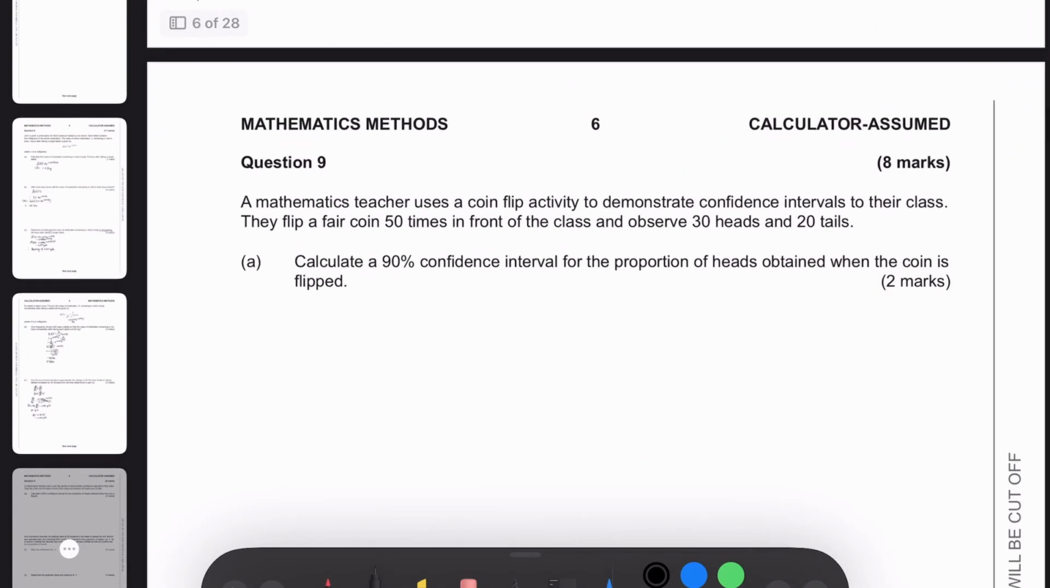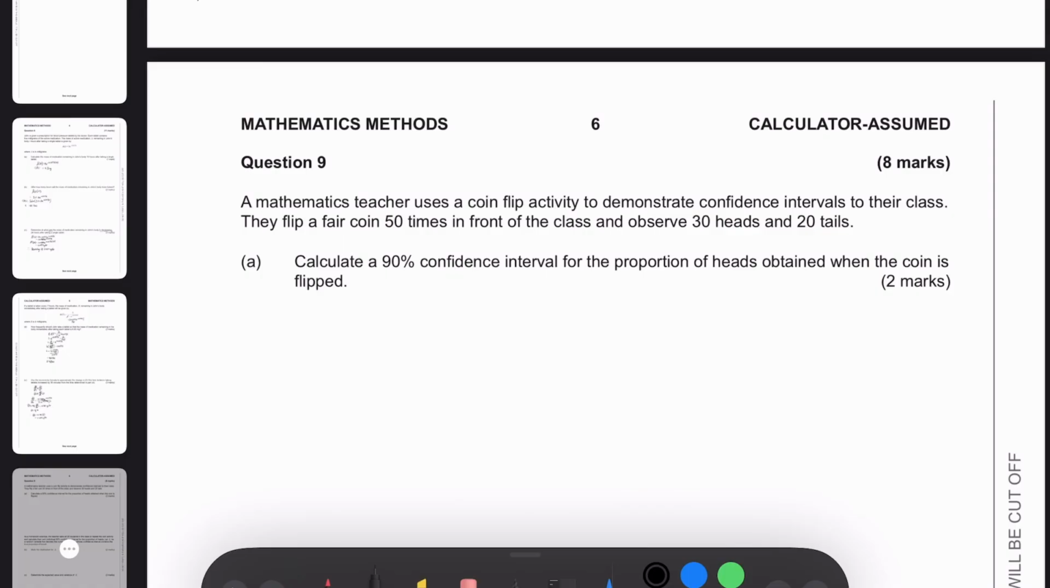Alright, next up. A mathematics teacher uses a coin flip activity to demonstrate confidence intervals, flipping a fair coin 50 times and observing 30 heads and 20 tails. Calculate a 90% confidence interval for the proportion of heads obtained when the coin is flipped.